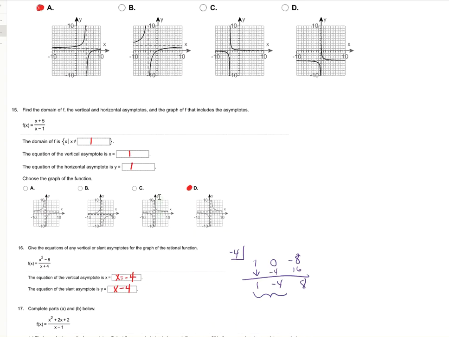15, find the domain, the vertical and horizontal asymptotes, and the graph. So vertical asymptote, we should be able at this point to look at that and say that's 1. X not equal to 1 is the domain. And the vertical asymptote is x equals 1. Degrees are the same, coefficients are 1 and 1, so y equals 1 is the horizontal asymptote. You could try to do this without the calculator, or you could throw it in the calculator and see what your graph looks like. But here we've got a vertical asymptote at 1 and a horizontal asymptote at 1. So I think that that's the one we need.